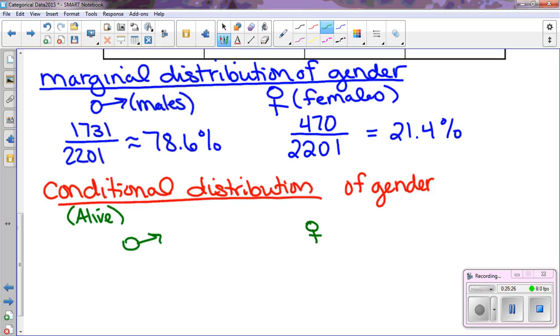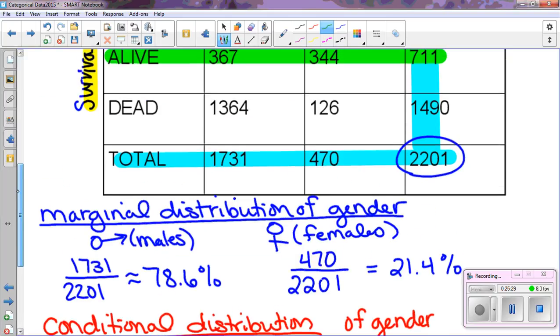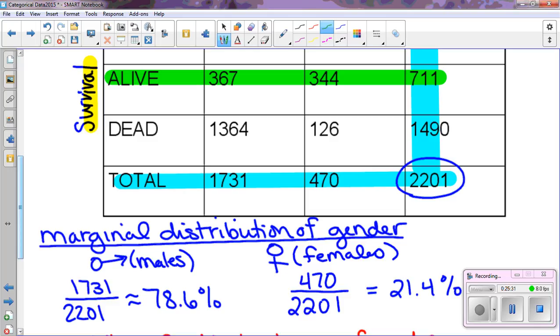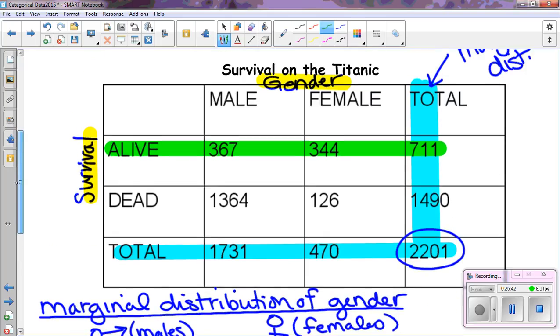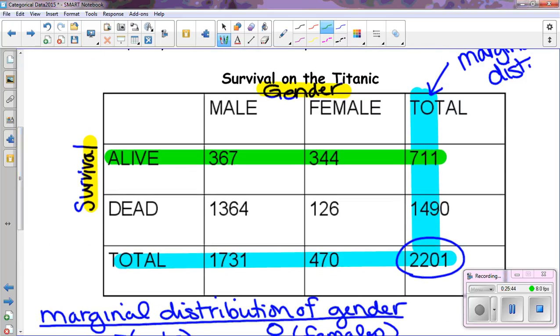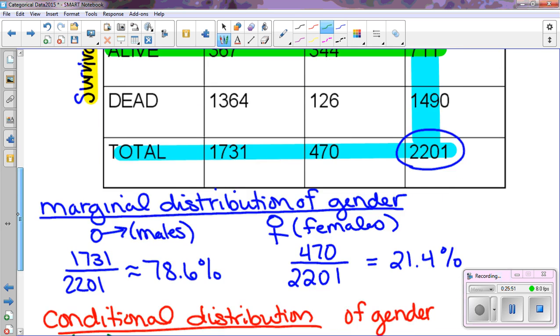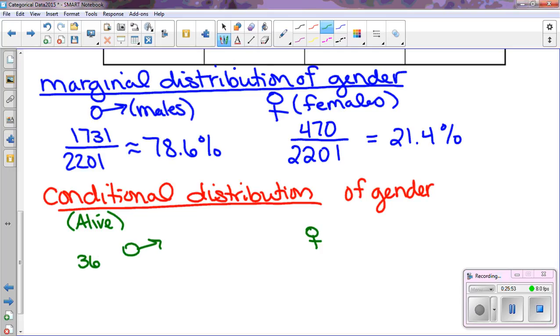And let's look at those percents. So what percents am I looking at? What am I dividing by? What divided by what? 367 divided by? Down here. You're looking at the gender, right? It did say of gender, so you're going to be dividing by your gender total. Okay? So 367 divided by 1731. Tell me what that number is. 21.2%.